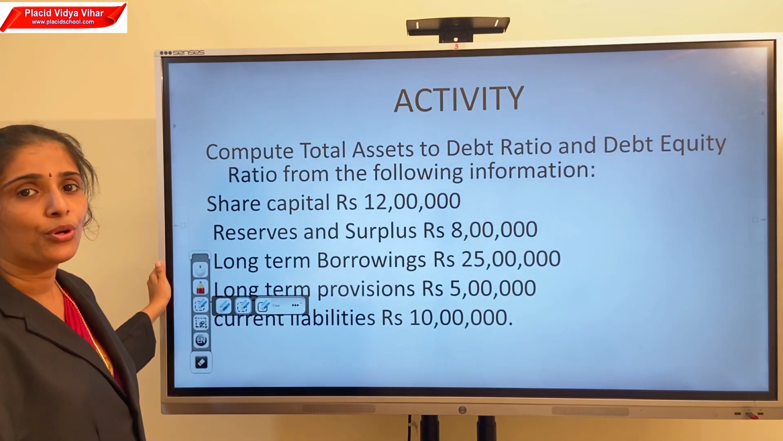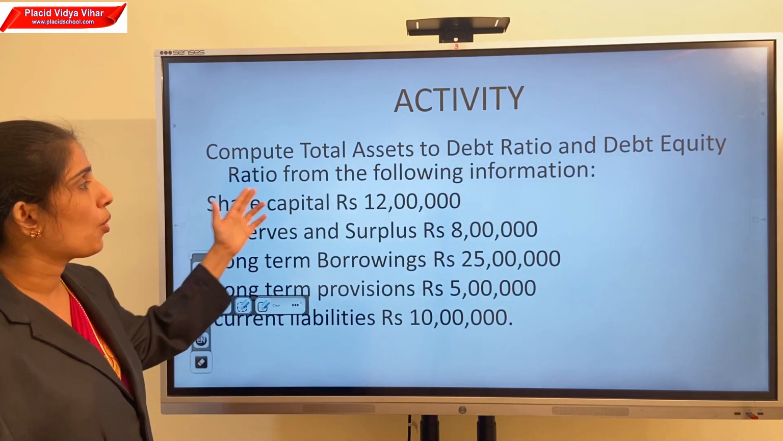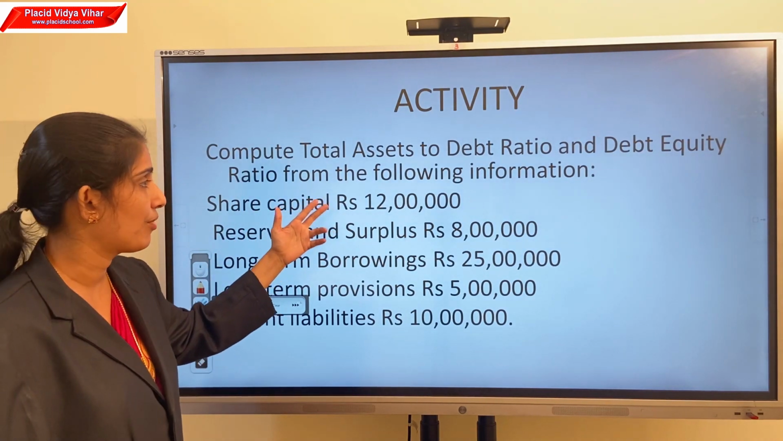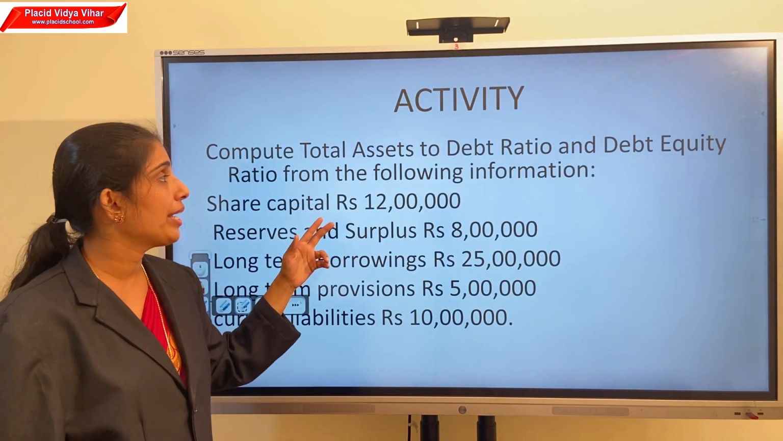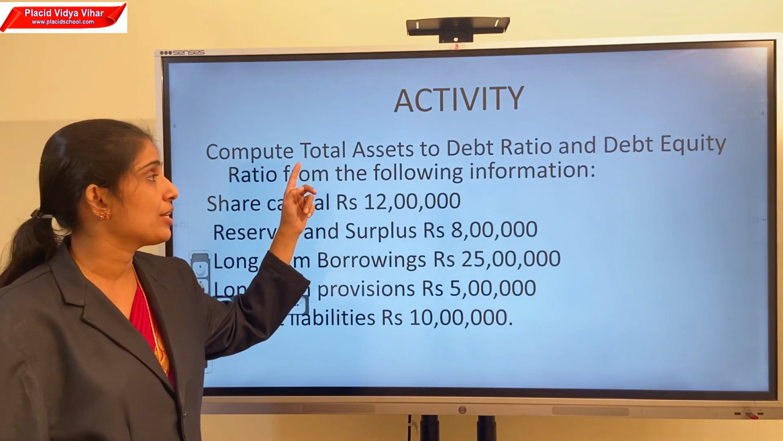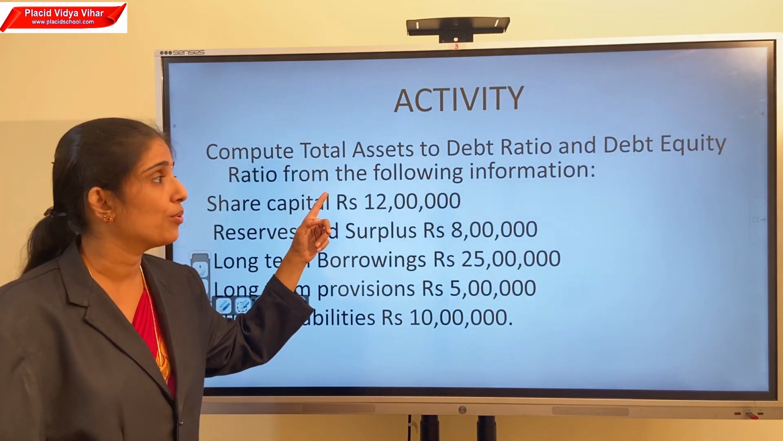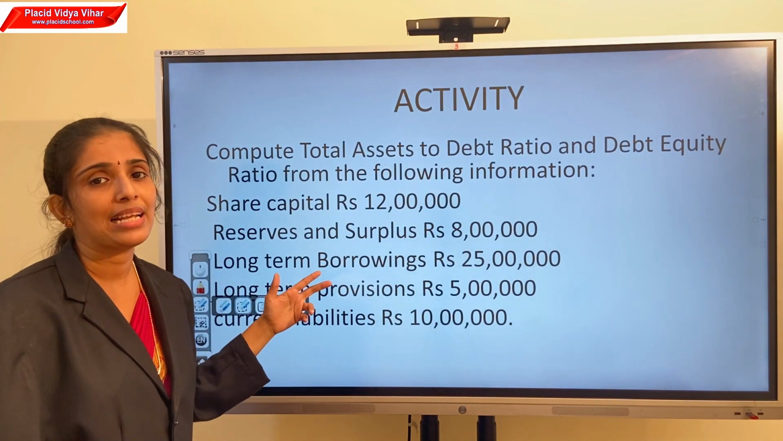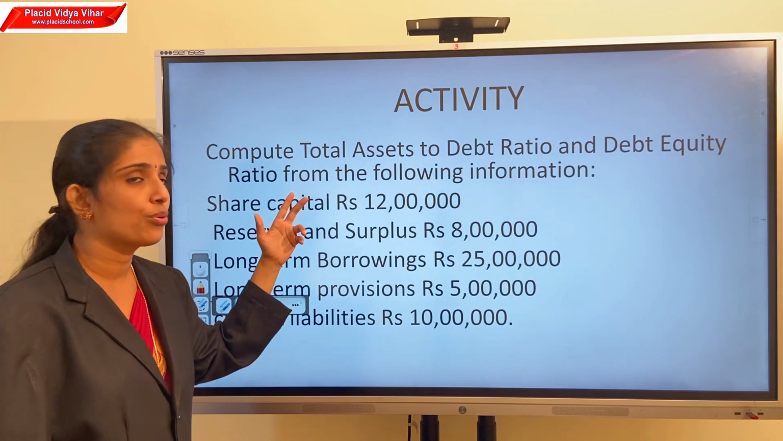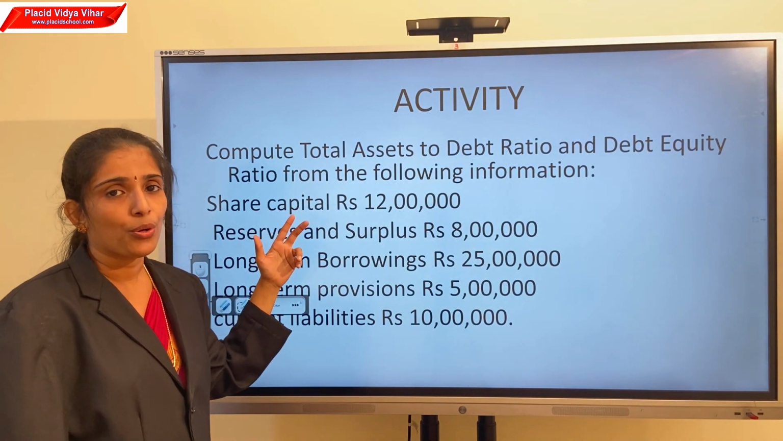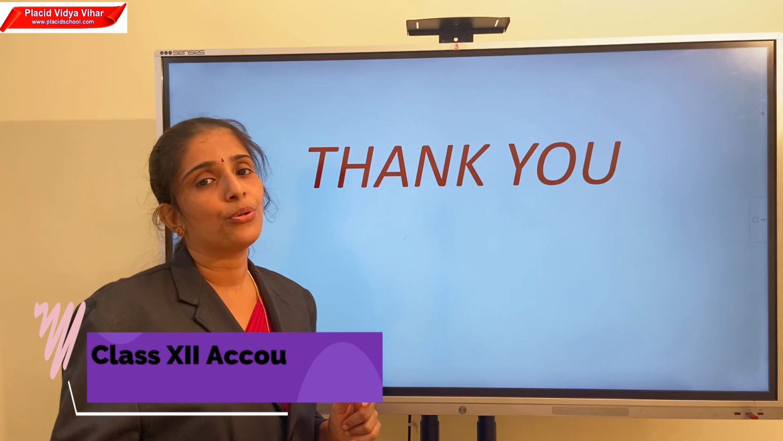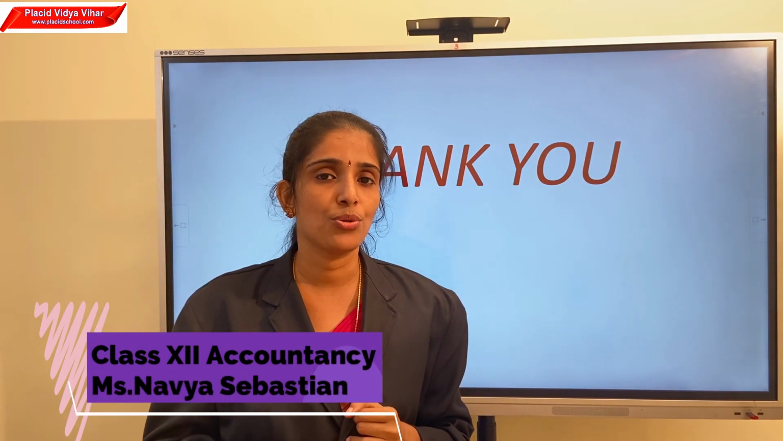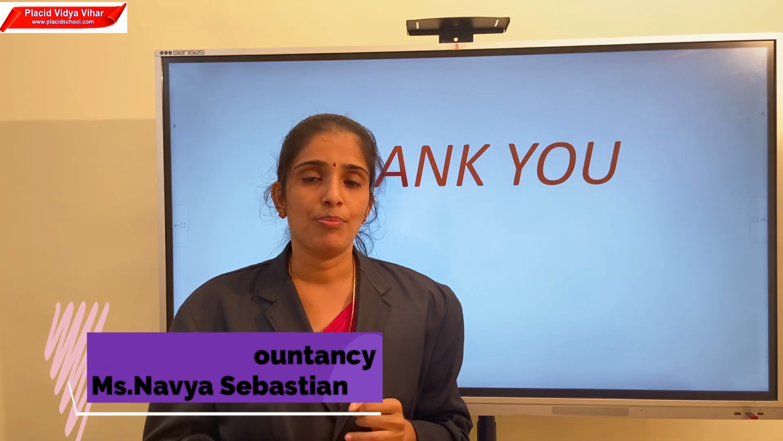This is an activity for your homework. Compute total assets to debt ratio and the debt equity ratio from the following information. From this information, you should calculate two ratios, that is the total assets to debt ratio and also the debt equity ratio. The information is given. From this, you can easily calculate these two ratios. Do it by yourselves. To conclude, today we discussed solvency ratios, that is the total assets to debt ratio and debt equity ratio.